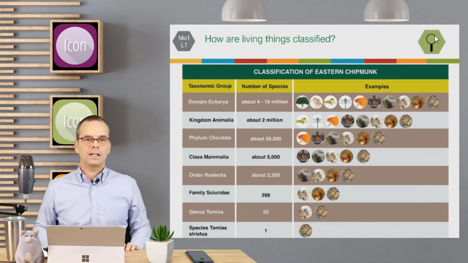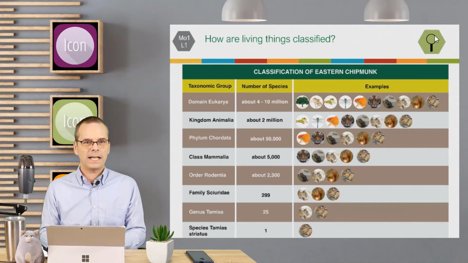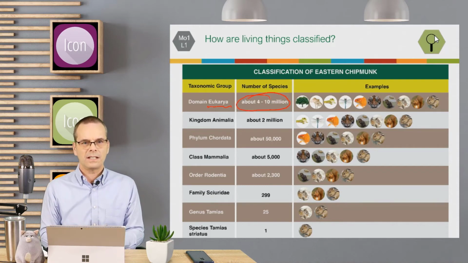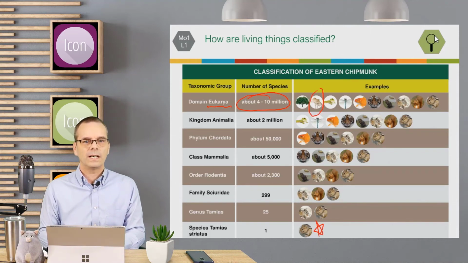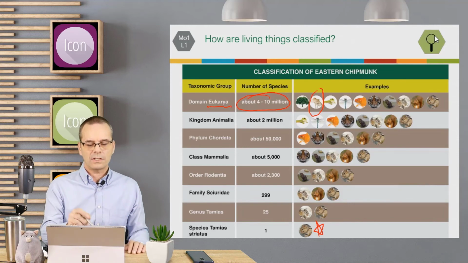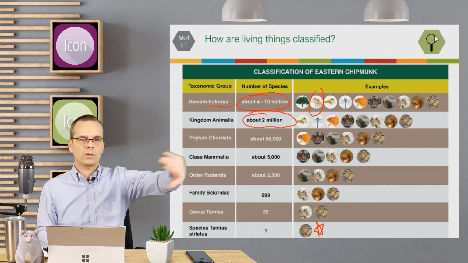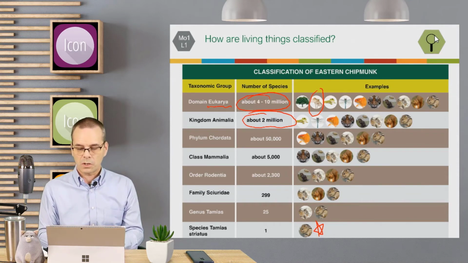So here's an example of an organism called the eastern chipmunk. All right? We all call it the eastern chipmunk, but it has a very, very specific name. So you can see that in the domain Eukarya, there are about 4 to 10 million species, and some of them have nothing to do with chipmunks. This is a chipmunk, right? That looks like fungus. So you can see that it starts to get more specific, because then we go down to Animalia kingdom, right? And then that goes down to about 2 million. So it kind of pushes out all the plants. So now we've got some insects and fish. Looks like there's a tiger, some squirrels, etc.